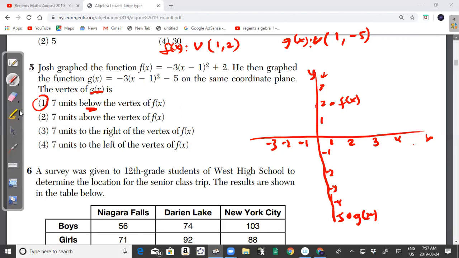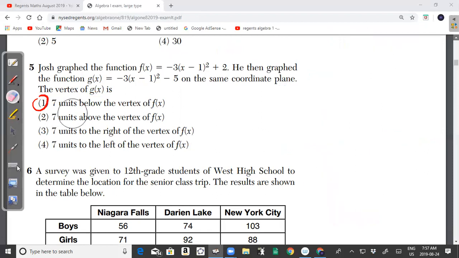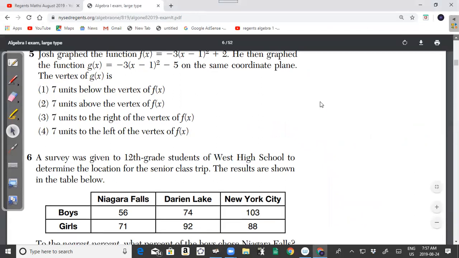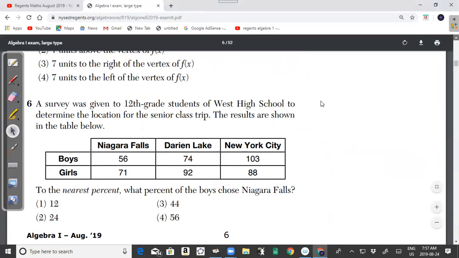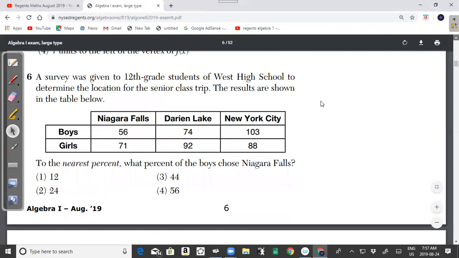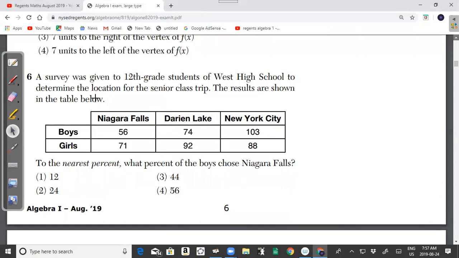All right? Okay, so let's move on to question number 6. Okay, question 6. A survey was given to 12th grade students of West High School to determine the location for the senior class trip. The results are shown in the table below.